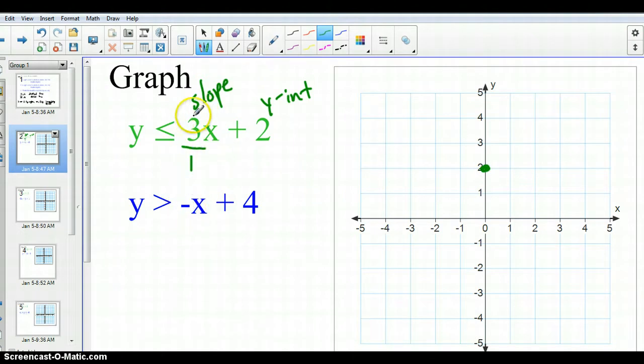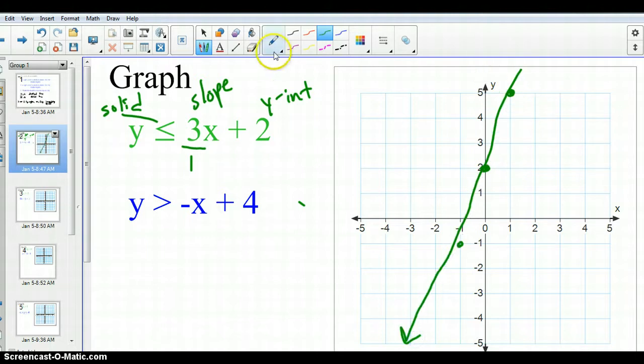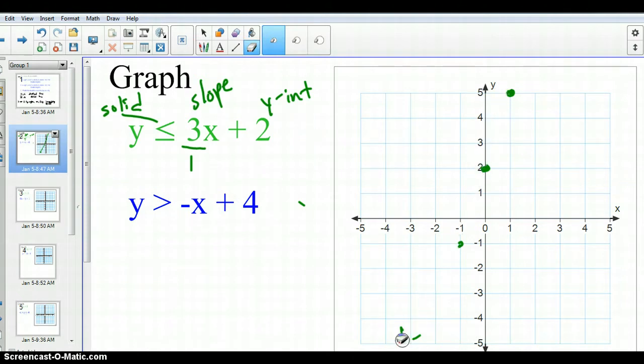Now my slope is positive, so that means my whole line is going to be going upwards from left to right. Positive slope goes upwards. So up 1, 2, 3 to the right 1. You could also go down 3 to the left 1. This tells me it will be a solid line. So I can just connect that with a solid line. Remember, it's kind of tough for me to do a solid line or a straight line with my tablet. So just bear with me. I'll just use a line on here.